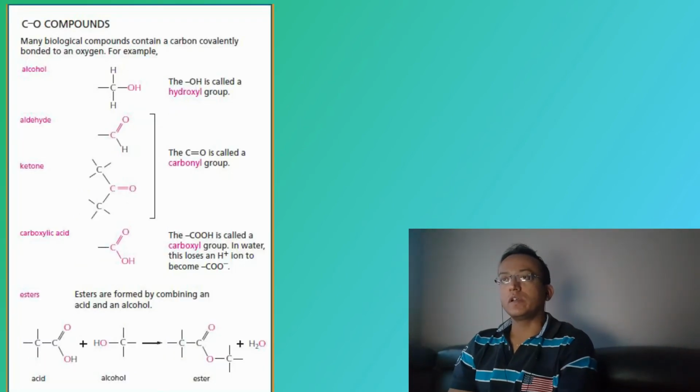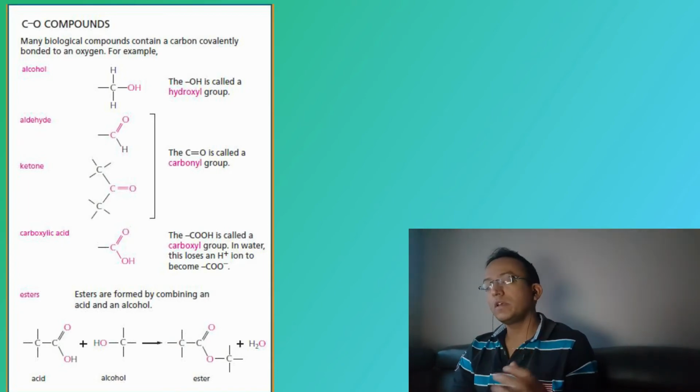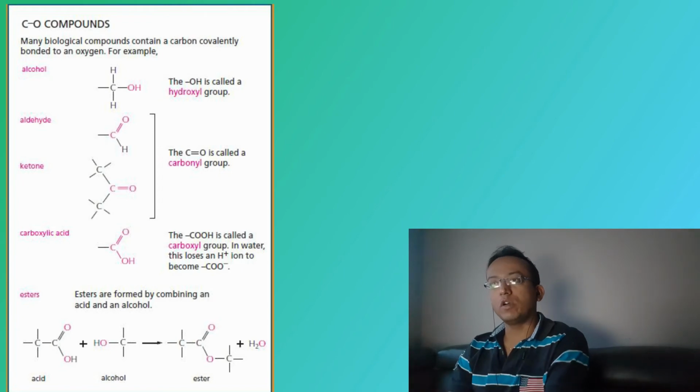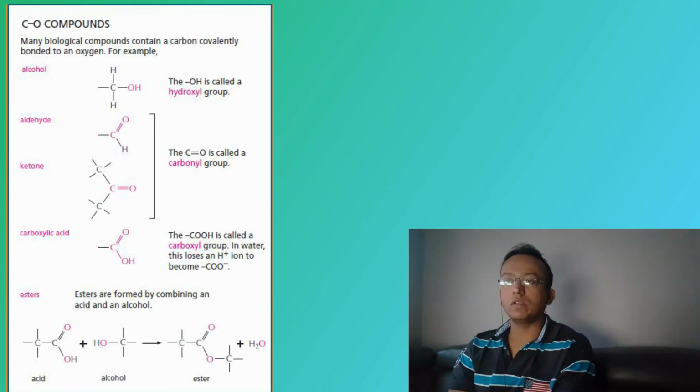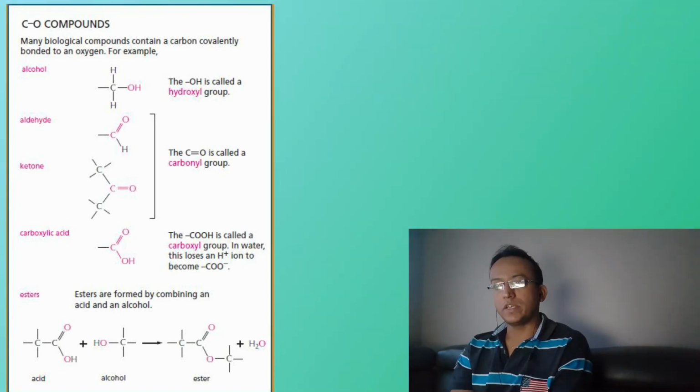All right, this table shows the carbon and oxygen compounds. Many biological compounds contain a carbon that is covalently bonded to an oxygen. The examples are alcohol, where the OH is called the hydroxyl group, and aldehyde. There the carbon is attached to an oxygen, and the C=O is called a carbonyl group. You have to remember that. Ketone has the same thing.